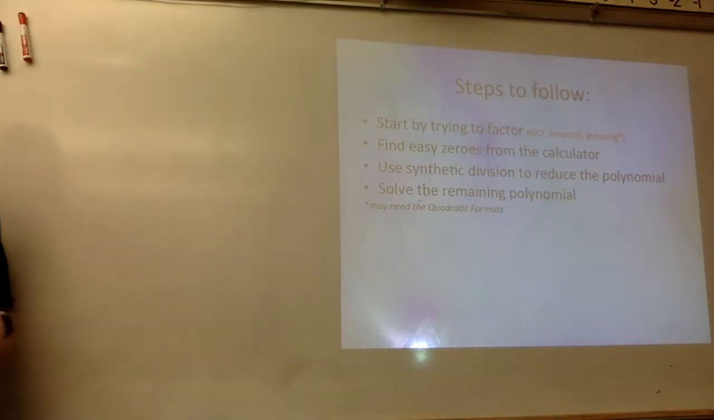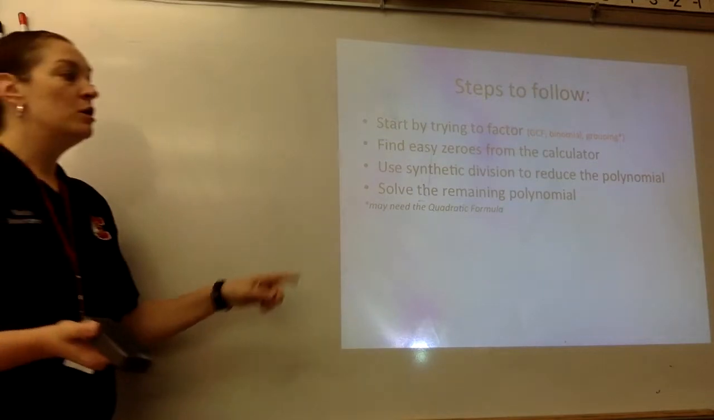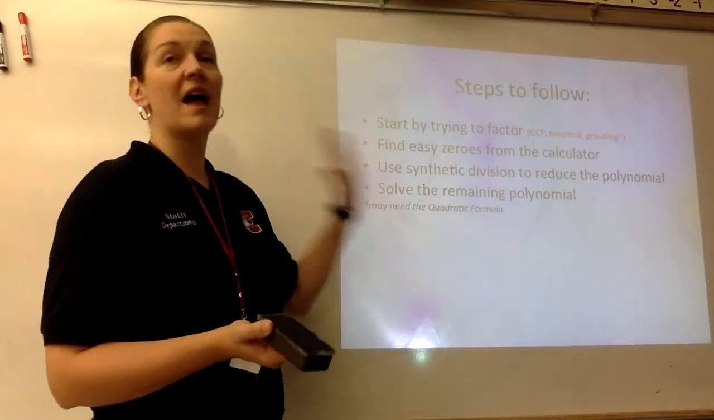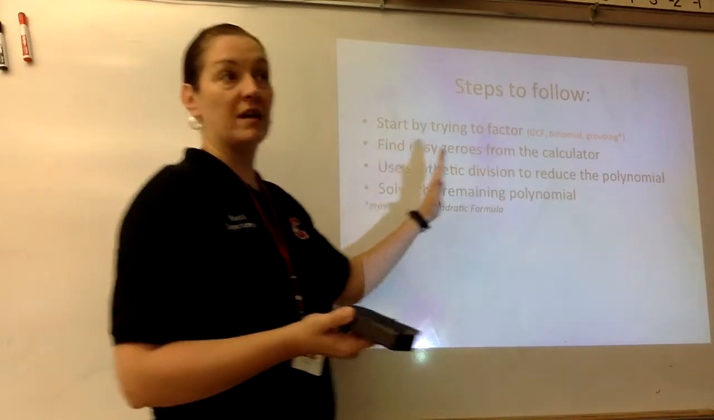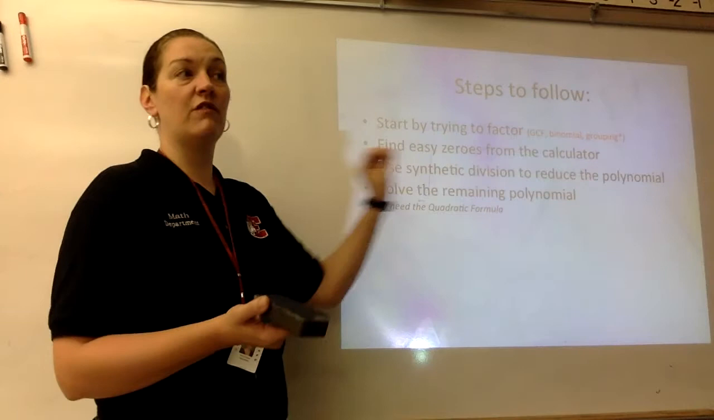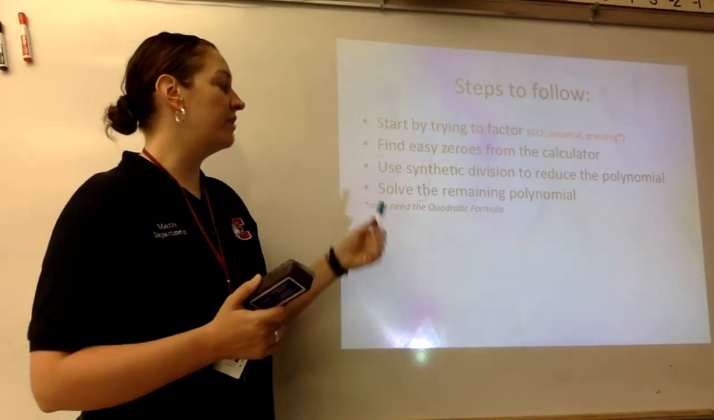Look for easy zeros from the calculator, which are the steps that we took in the last example. Use synthetic division. Make sure you have all of your placeholders. If it starts with x to the 5th, x to the 4th, 3rd, 2nd, first power, constant. If not, use your zero place filler.